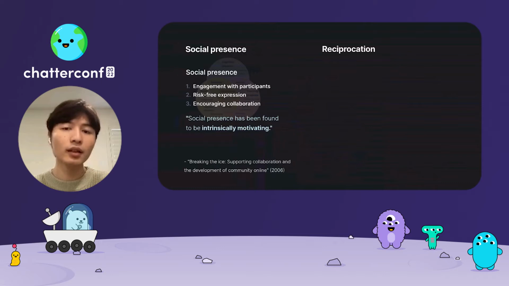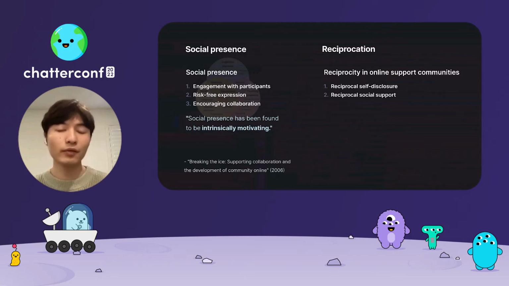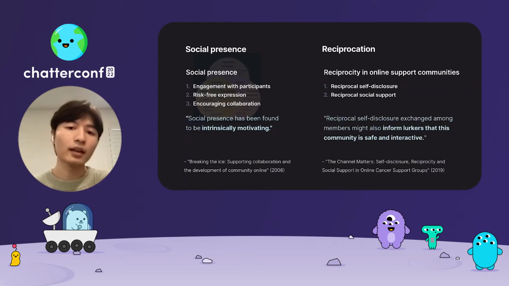Now, looking at reciprocation, researchers at Carnegie Mellon recently looked at online cancer support communities, and they established a framework for reciprocative behavior in these online communities. These included reciprocal self-disclosure, or sharing personal facts and struggles about oneself, and also reciprocal social support, or being supported by people in the community and also returning the favor by supporting others. What these researchers found was that this self-disclosure exchanged among members in public spaces could actually show non-participants, or lurkers, that this community is safe, engaging, and worth being a part of.